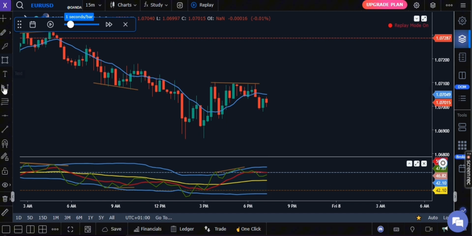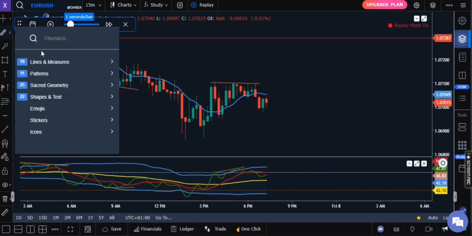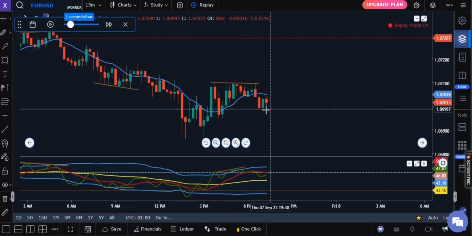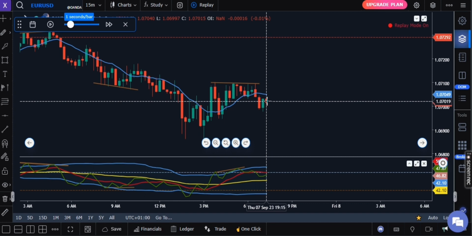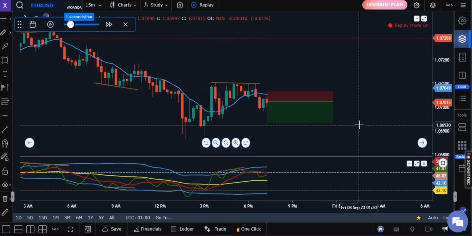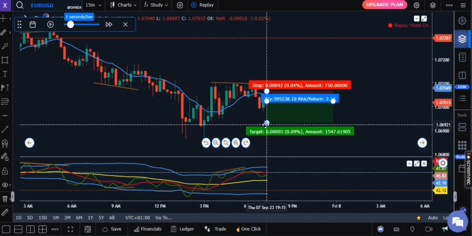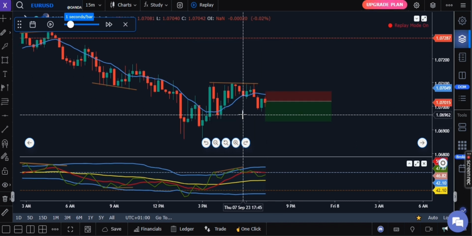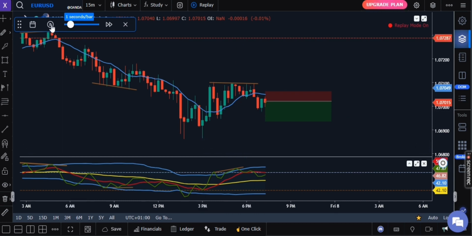So we enter here, we enter a short. You could have entered here, right, if you want, but it will have been better if you can wait a little bit longer, because the longer you wait, the more accurate your trades are. Yeah, so stop loss here, then 1 to 2, right? Simple. So let's see how it plays out.